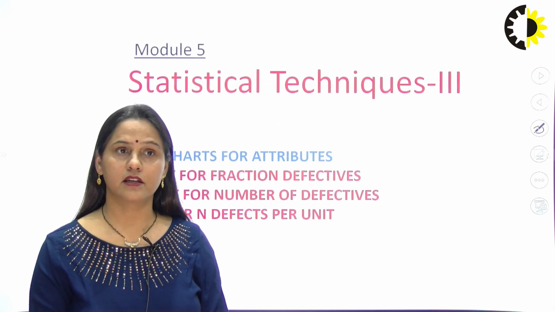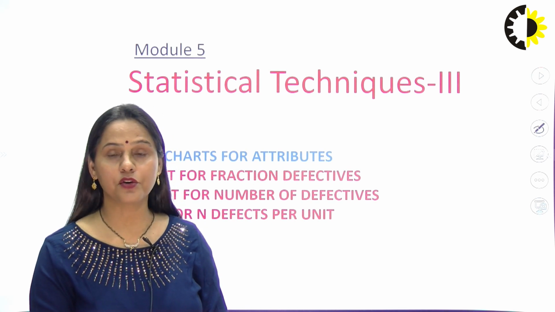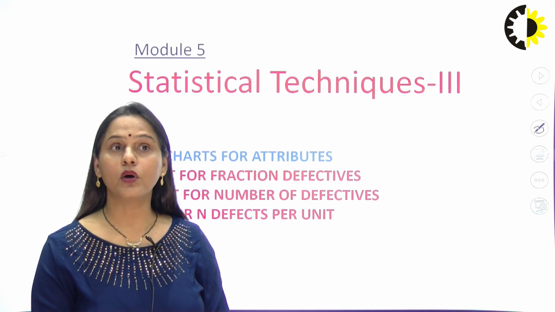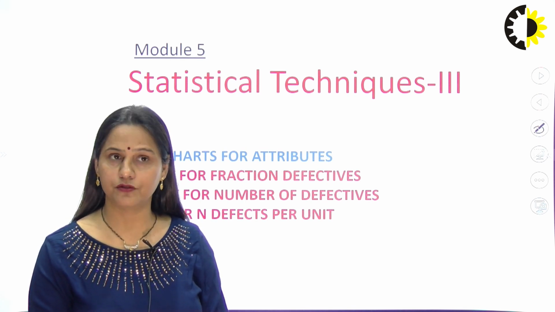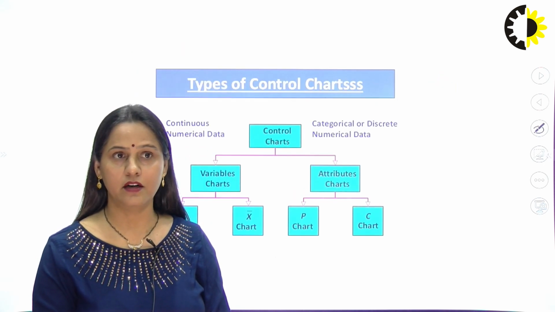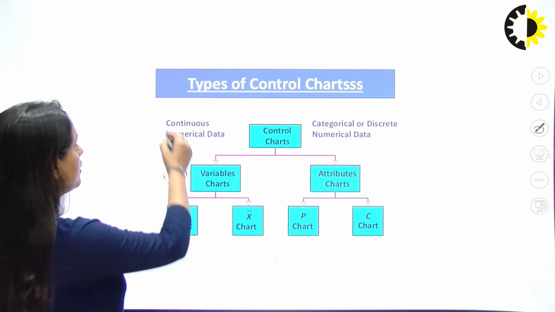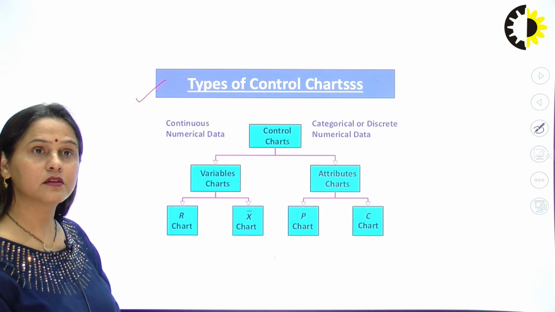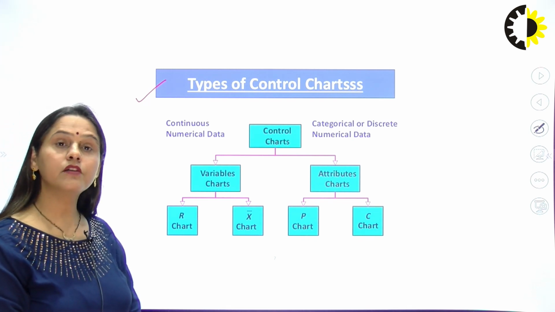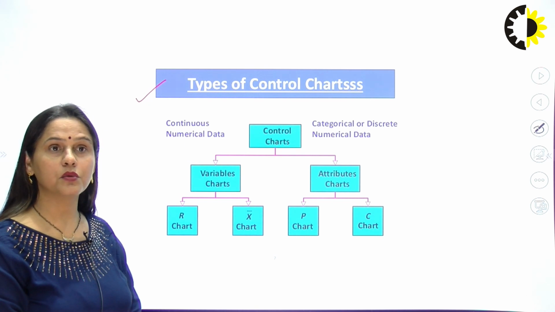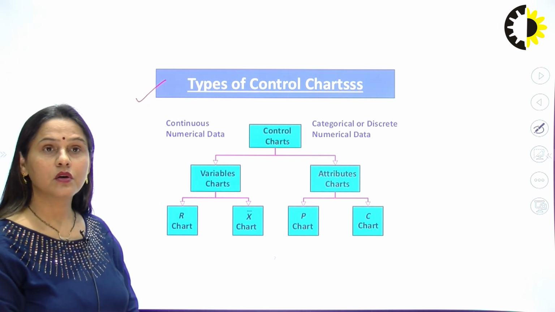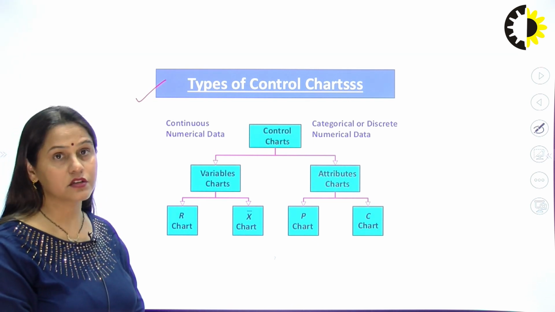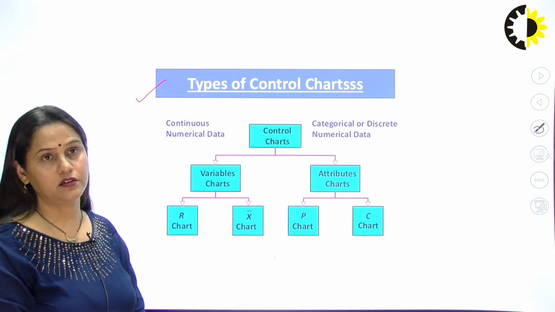In these statistical techniques, we are discussing control charts for attributes. Before proceeding with what these control charts are and why we go for attributes, I'll show you a chart. Here I have written types of control charts. We choose a control chart based on the given data. If the data given to us is continuous, then we use variable charts, and if the data is discrete, then we use attribute charts.